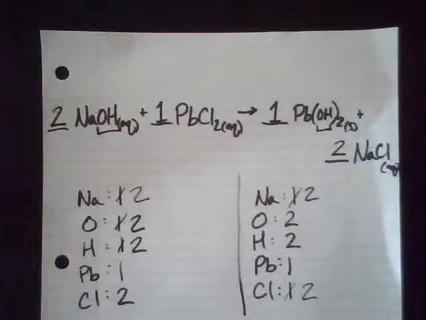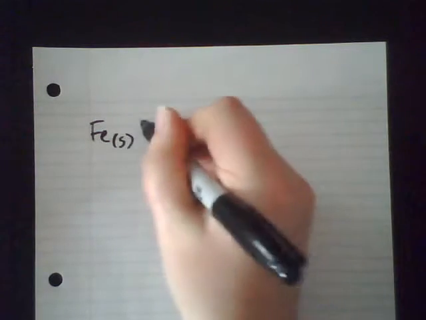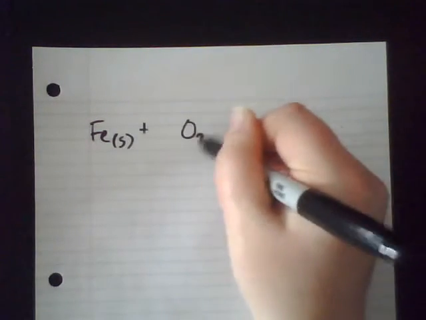Okay, let's do one more example. And this one's going to feel kind of easy after that one, but I think it's good just for a little more practice, and hopefully you're working along with me at home. If we take iron metal, and we react it with oxygen.